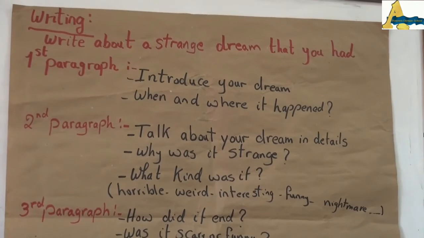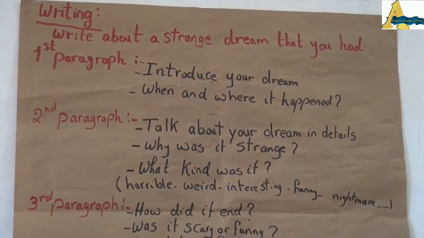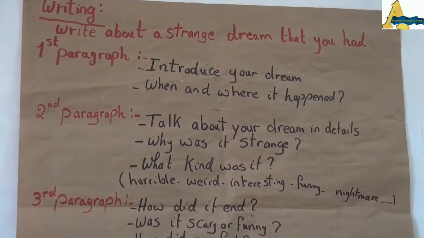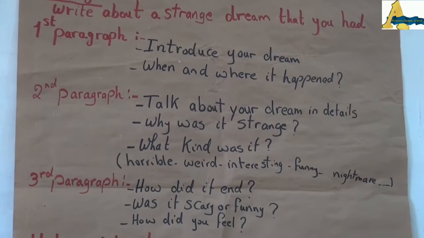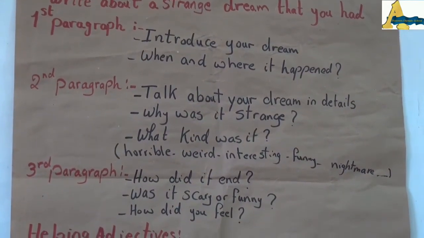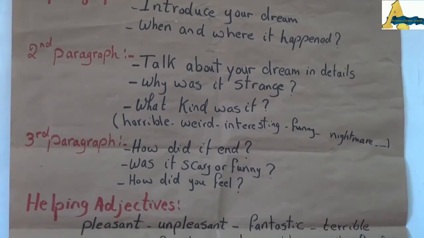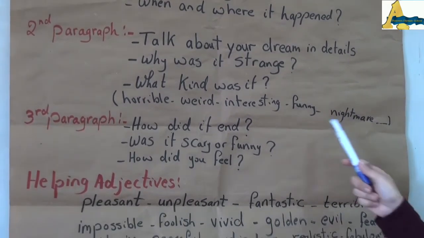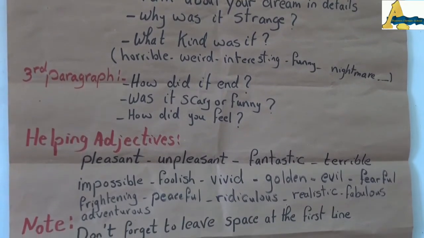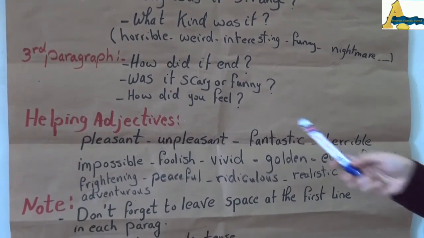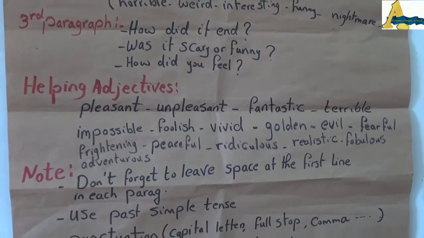Okay, now writing time. Here we have a topic: write about a strange dream that you had. I want you to write in 3 paragraphs using the past simple tense about any dream that you had. In each paragraph you are going to introduce your dream first, and then talk about the dream in detail. And you have helping words to help you. You have to tell me it was horrible or weird or interesting or funny. In the 3rd paragraph, I want you to tell me how it ended, was it scary or funny.